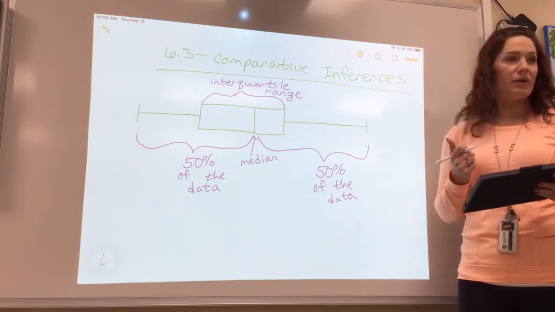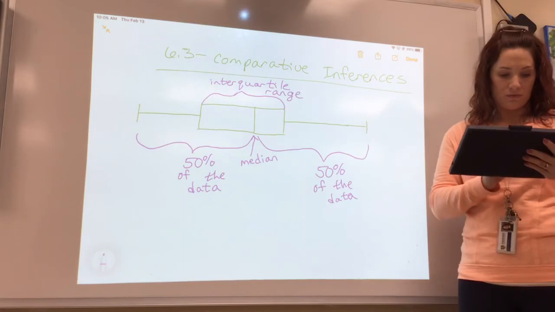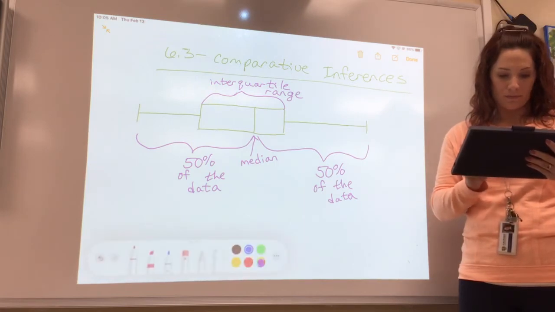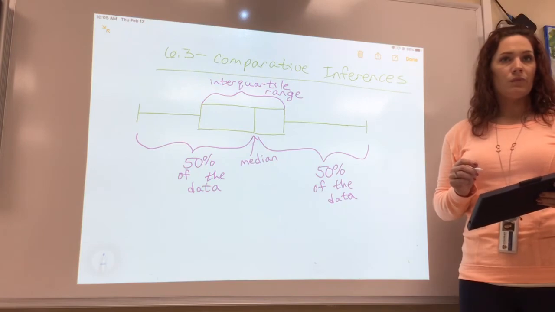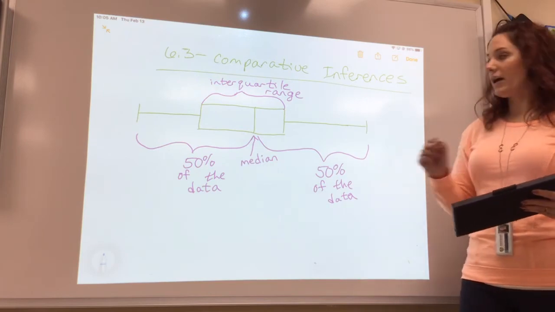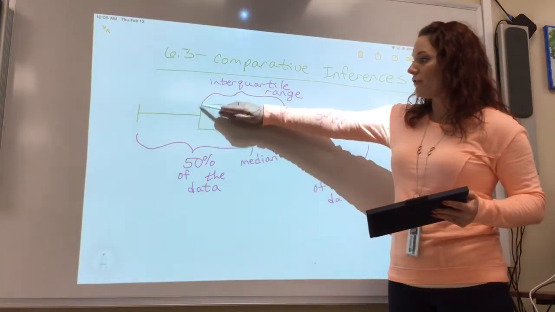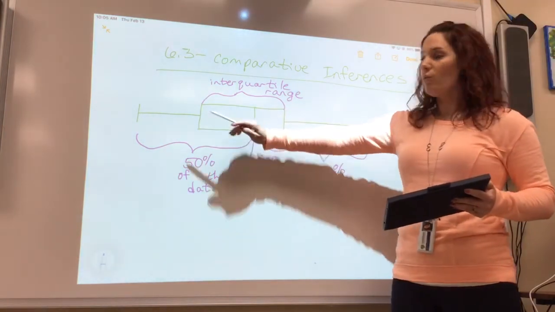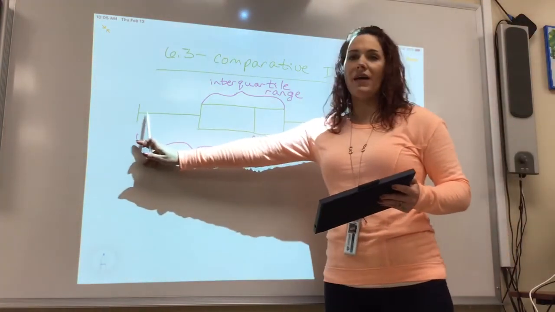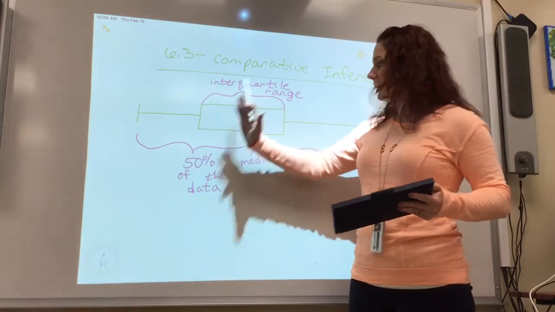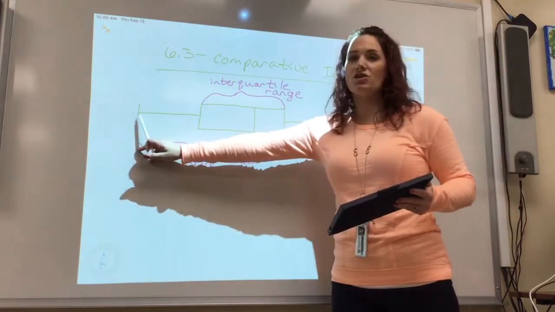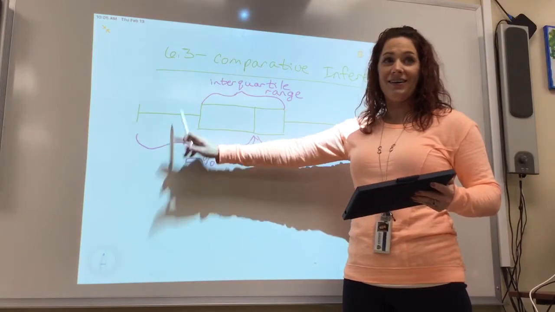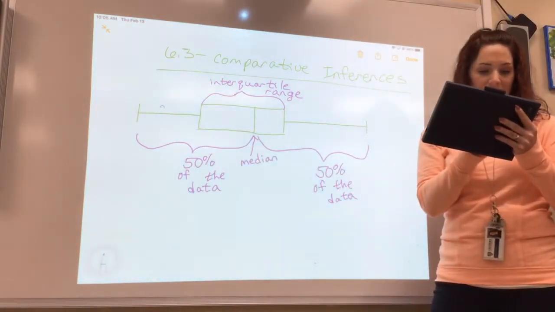Do you need more time for writing? Okay, on the left side of the box, this is called the first quartile. What percent of the data would be on that left whisker? If the first half is 50%, what percent is just the whisker? Hannah? 25% of the data is here.